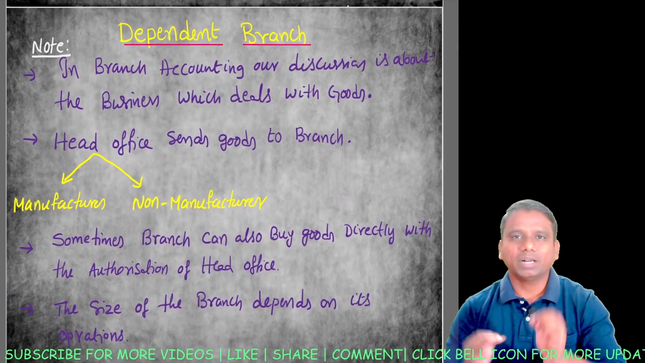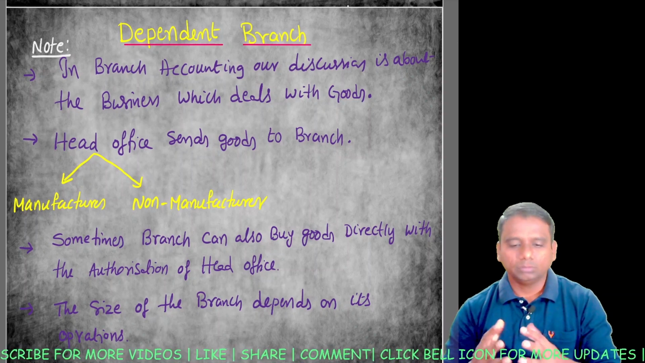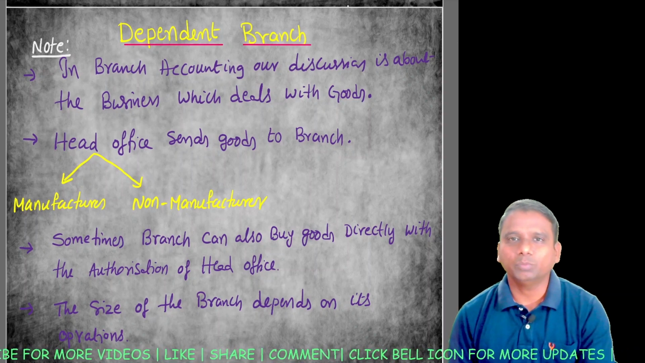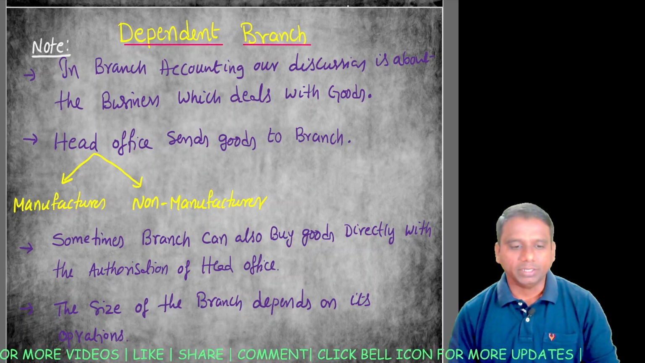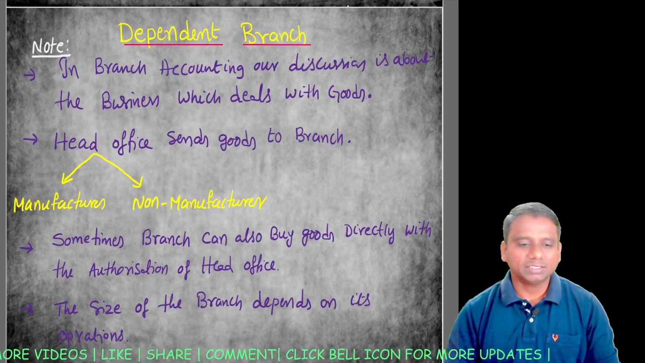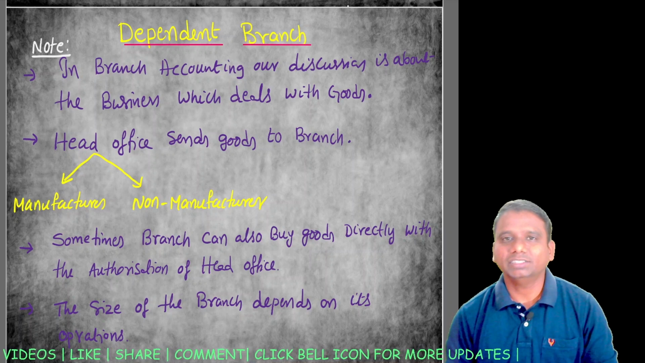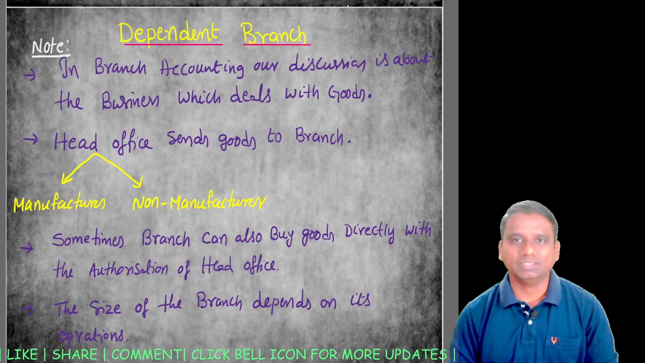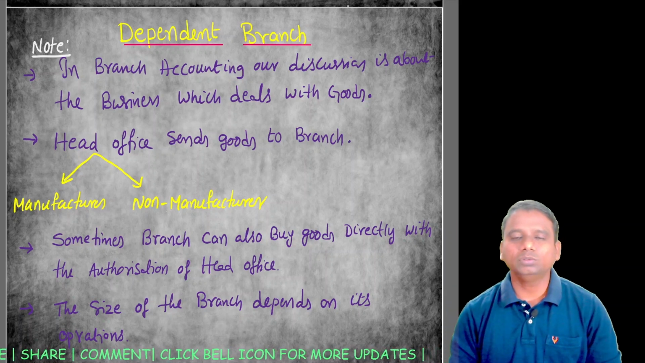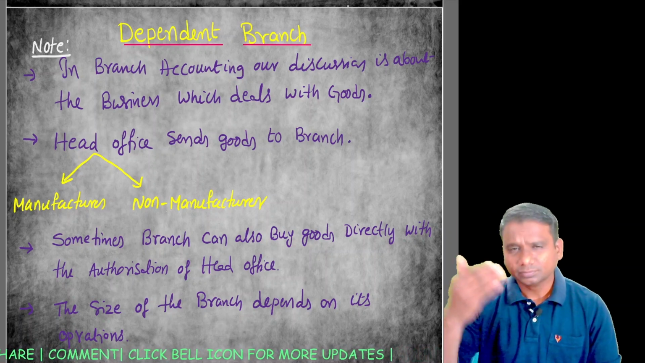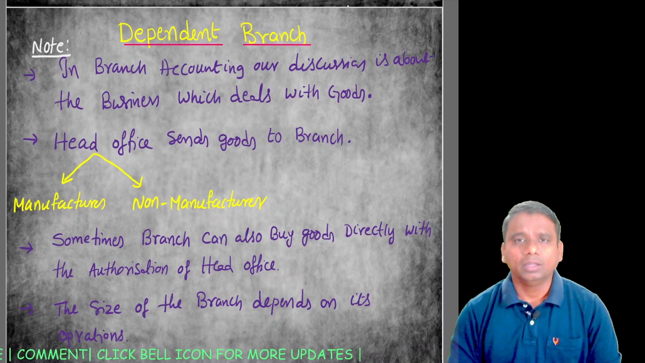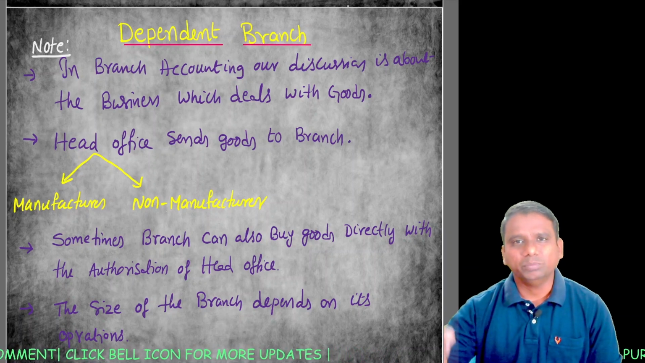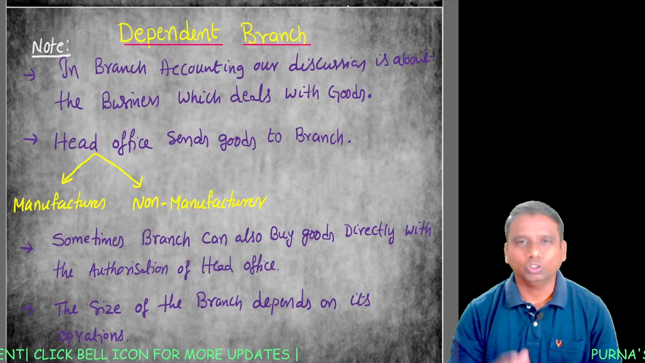Now, in our branch accounting, we should remember some important points. First point, in branch accounting, our discussion is about the business which deals with goods. See, a business deals with goods as well as services. But in our whole accounting for branches, we discuss the businesses which deal with goods.